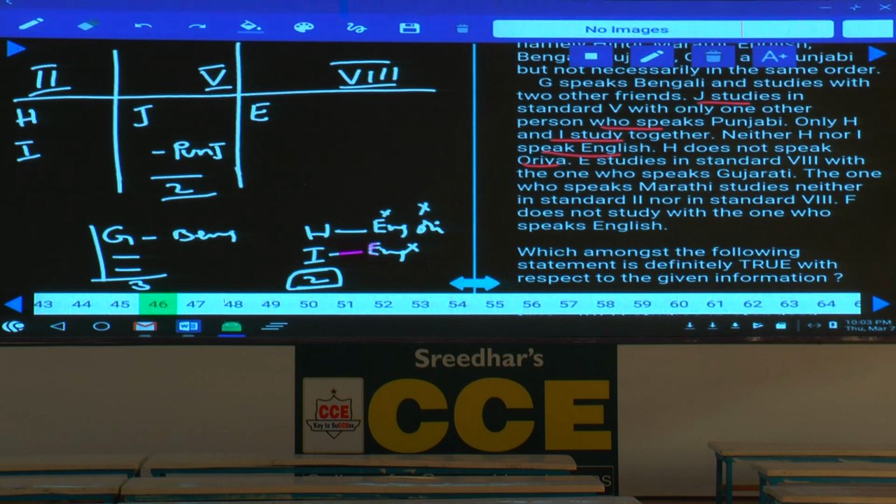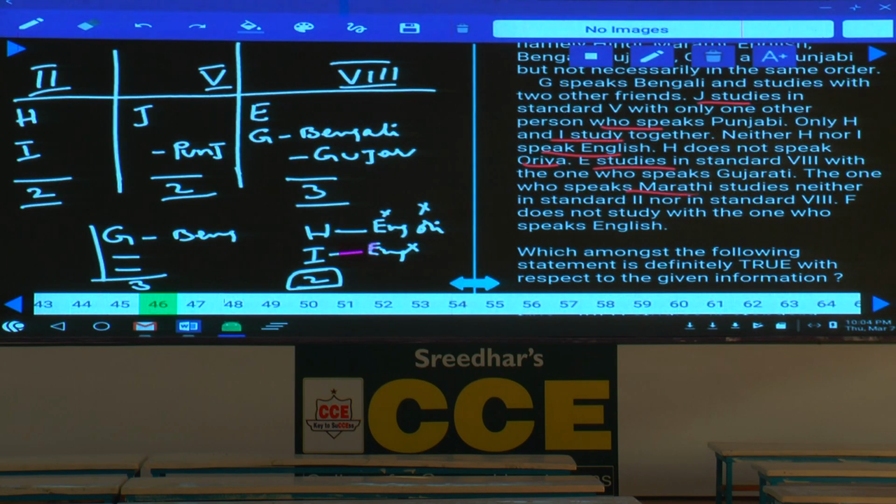If H and I are in standard 2, where must G be? G must be in the 8th standard, because G is studying with two other persons. There are 2 persons in standard 2, 2 in standard 5, and 3 persons in standard 8. E studies in standard 8 with the one who speaks Gujarati, and one more person is there. That person speaks Gujarati.